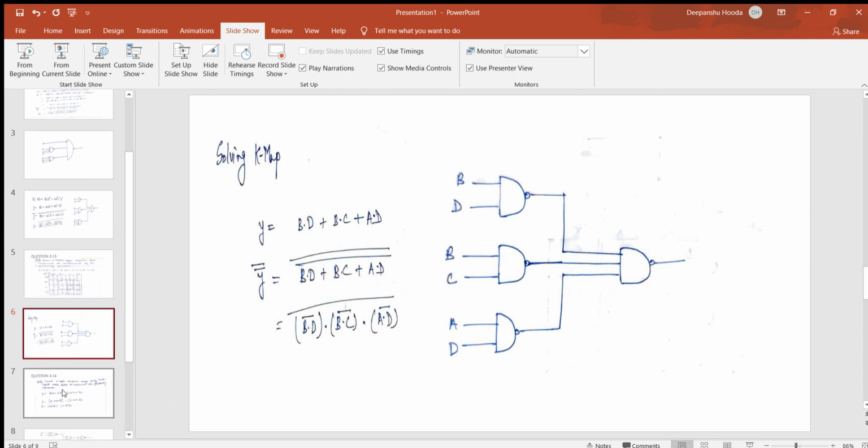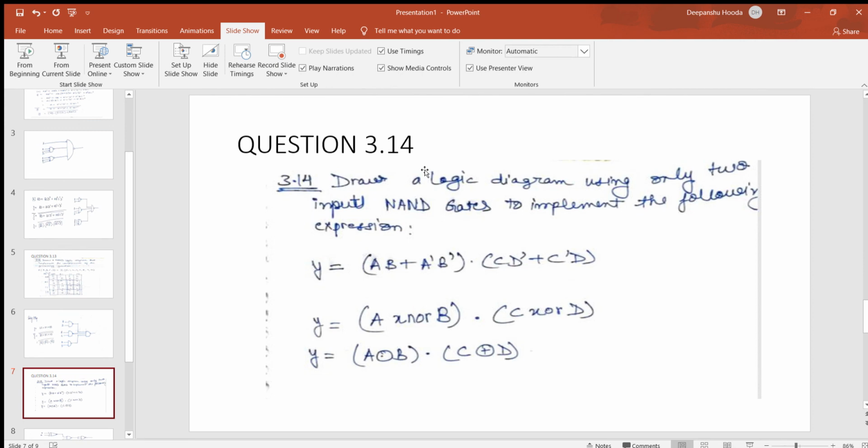Let's move on to the next question, which is question number 3.14. Draw a logic diagram using only two input NAND gates to implement the following expression. The expression is AB plus A'B' dot CD' plus C'D. As this is quite clear, we can see that this part is A XNOR B and this part is C XOR D. So we can write it like this.